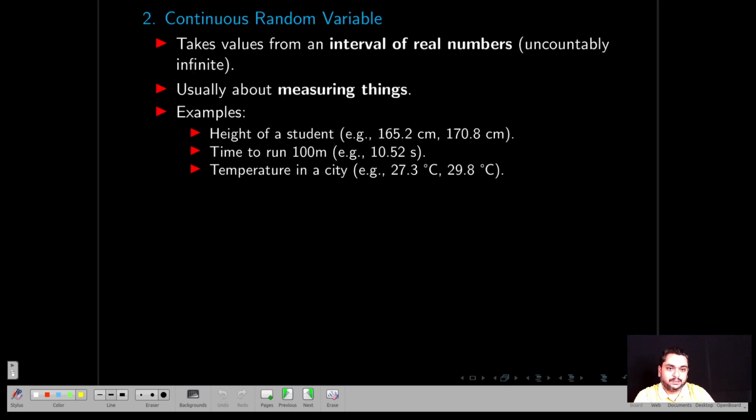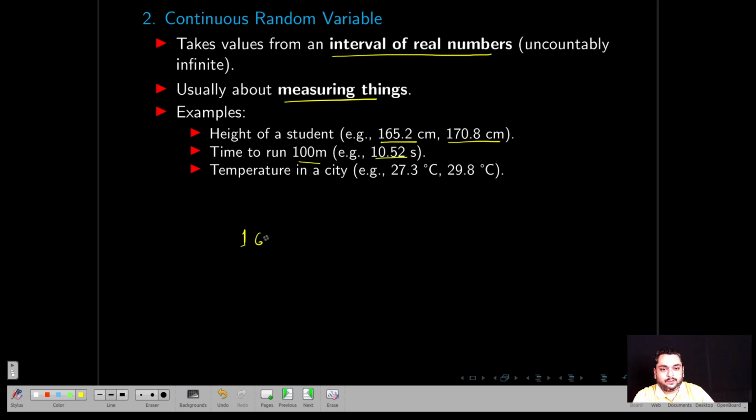Next is a continuous value. It takes values from an interval of real numbers. Now, for example, say the height of a student. It is usually about measuring things, not counting, measuring. You cannot count here. When I say the height of a student is 165.2 centimeter or 170.8 centimeter. Time to run 100 meters is 10.51.